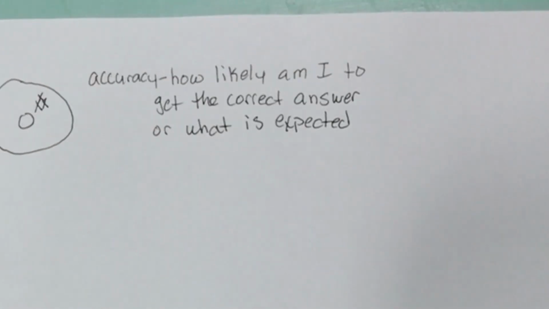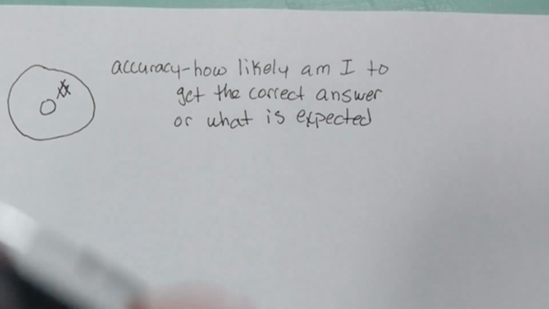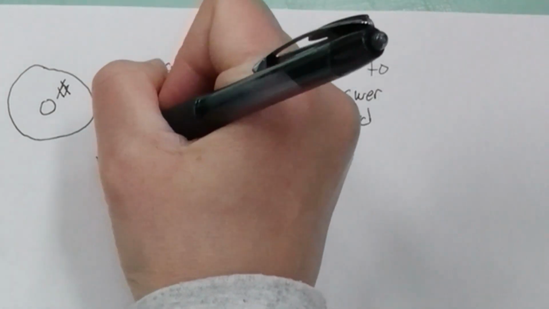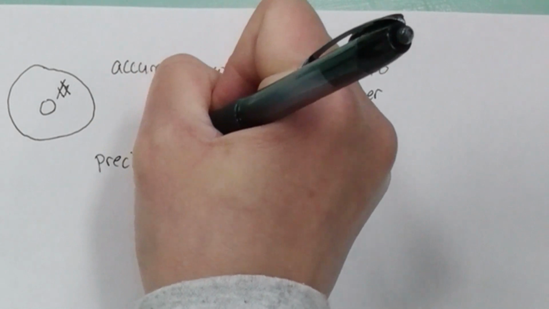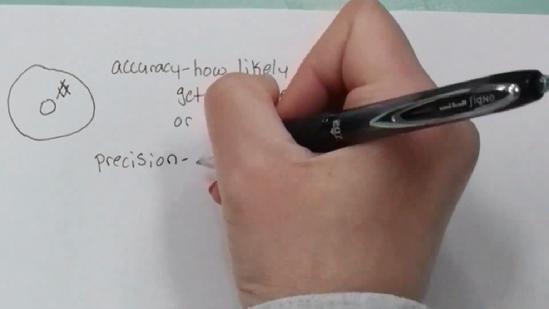All right, sometimes in chemistry, it's not always about being correct, it's about what we expect. Because remember, science is always changing, and so as we gain new knowledge, we may change things as well. So it's about what is expected. Precision is how likely am I to get the same answer each time.